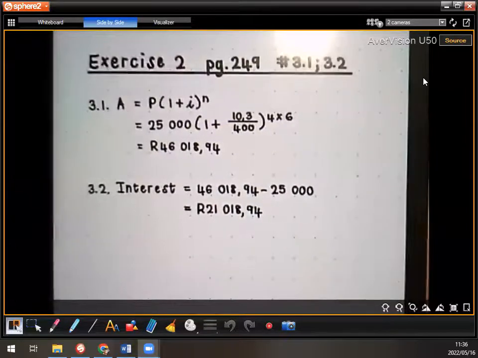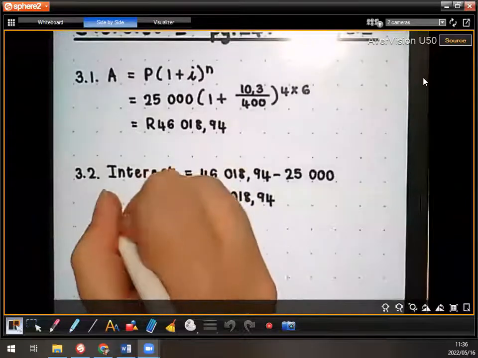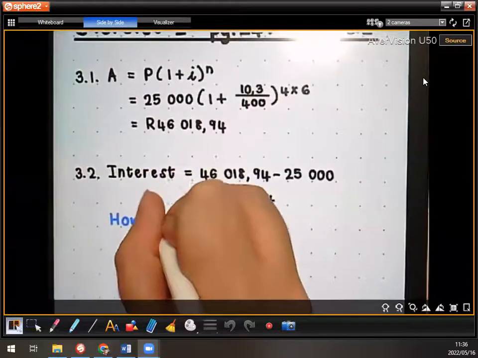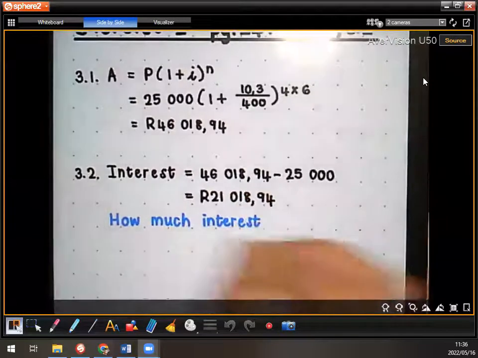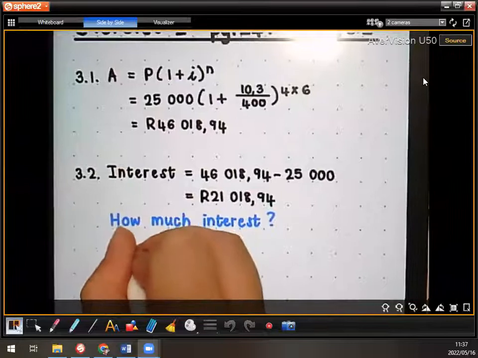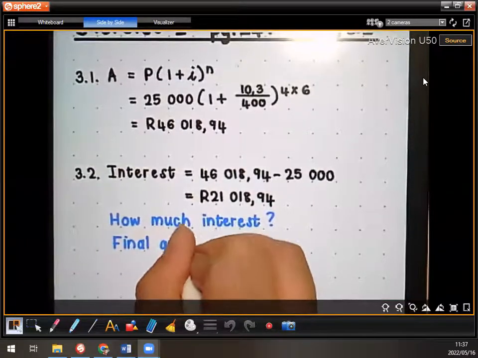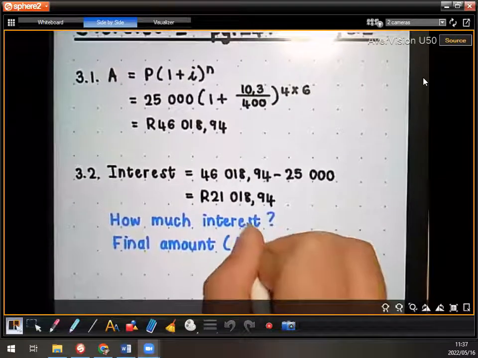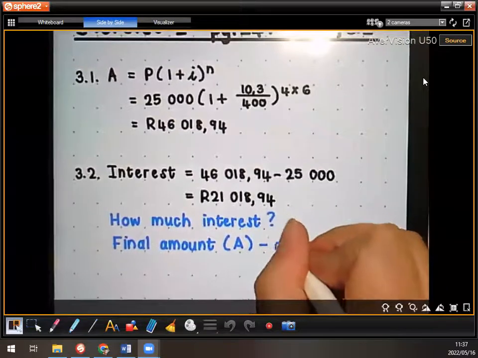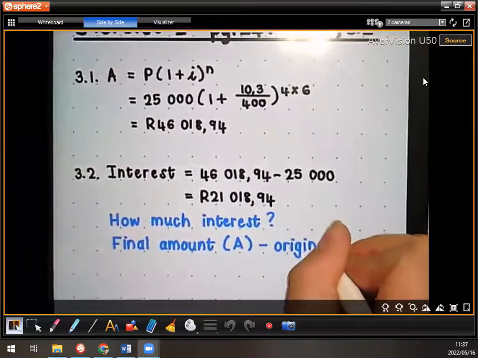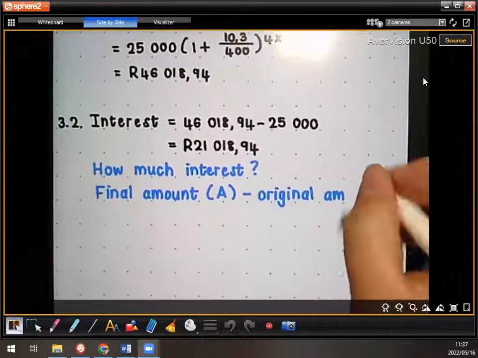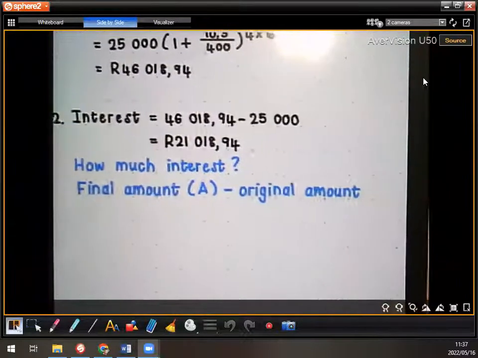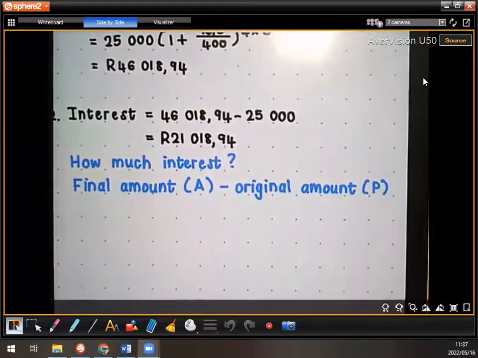Okay, so let's write that in as a formula. If they're asking for how much interest, then you're going to take the final amount, which is your A, the A value that we calculated up there, minus your original amount, which is your P value. That's the difference between the two.